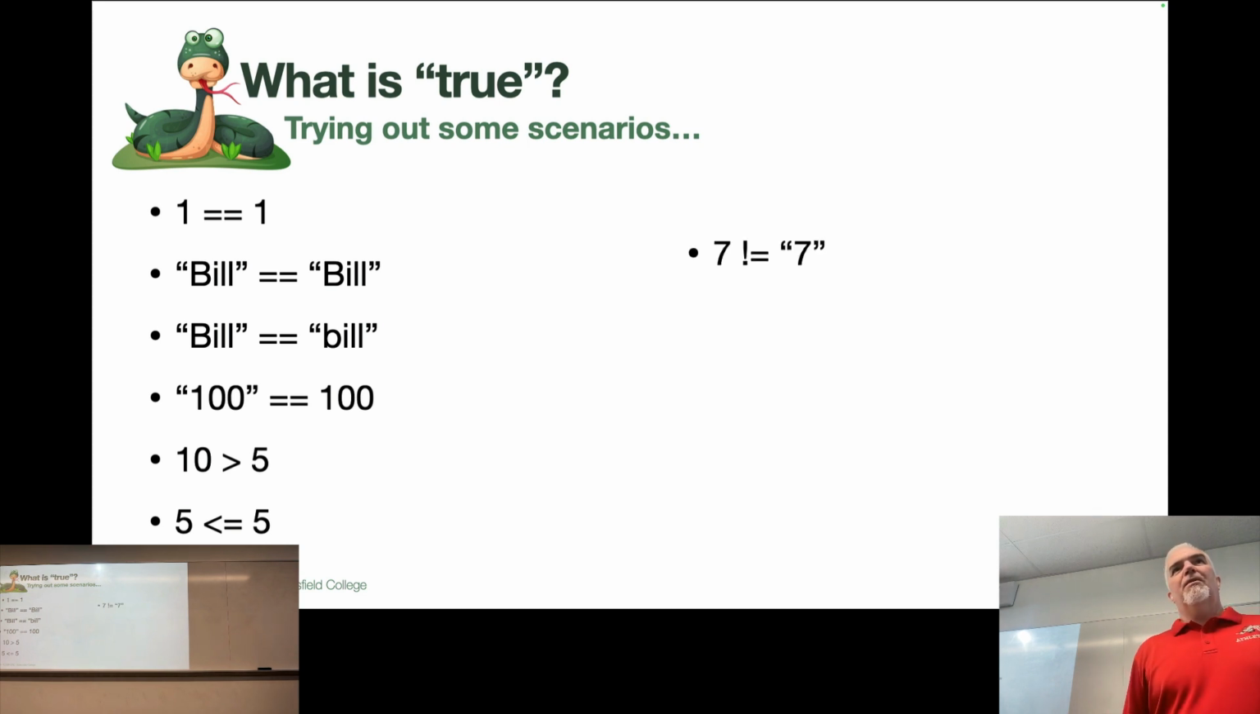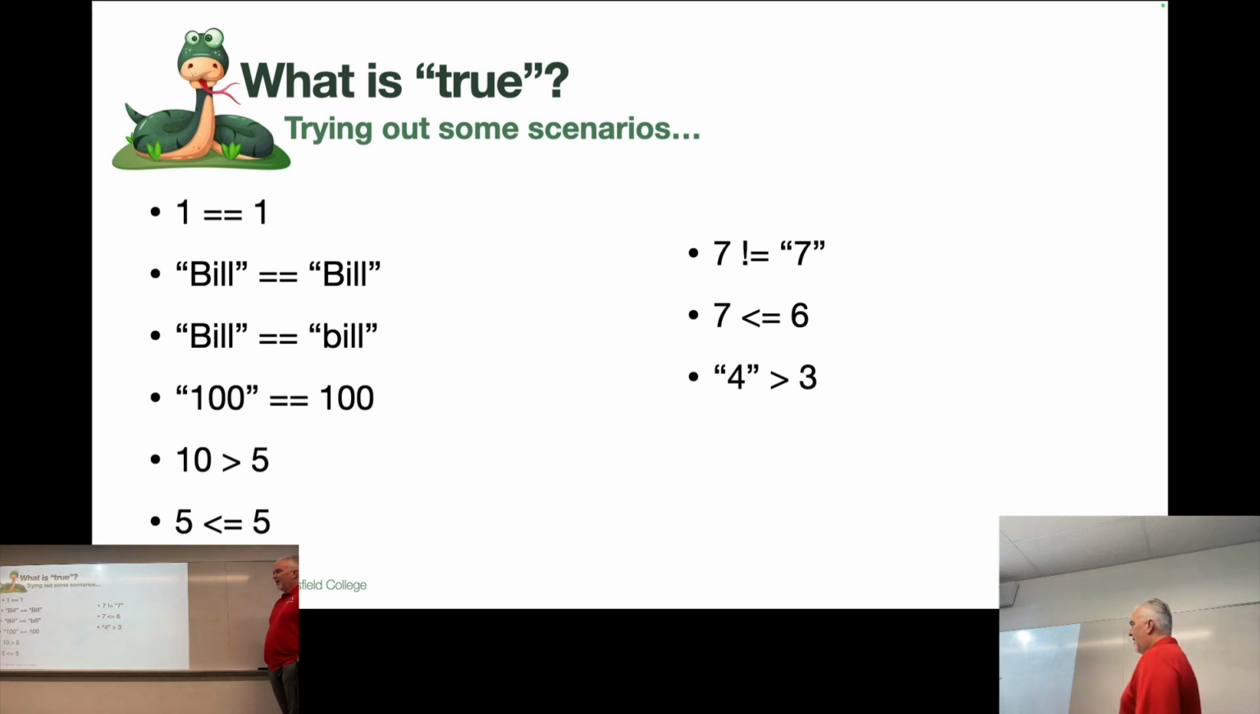What about this one? True or false? It's true. The integer 7 is not equal to the string 7, so that is true. What about this one? 7 is less than or equal to 6. False, because 7 is greater than 6. It doesn't include that.